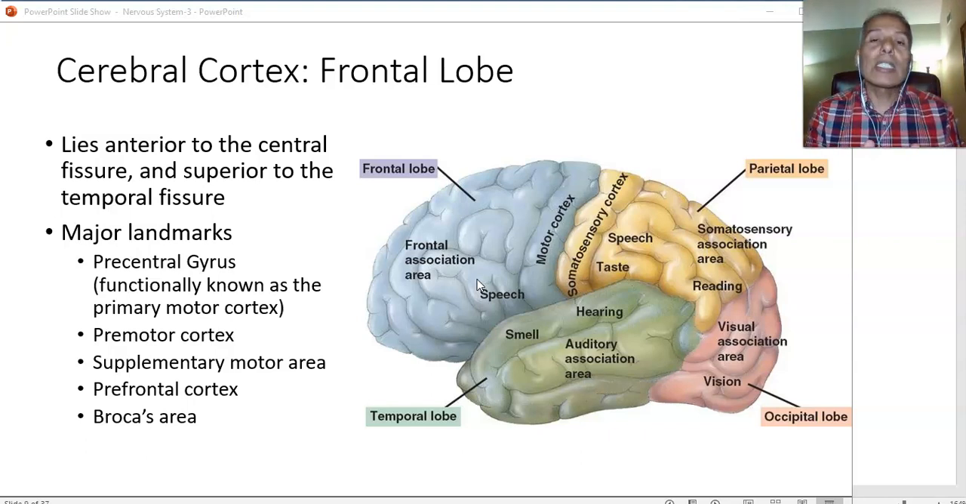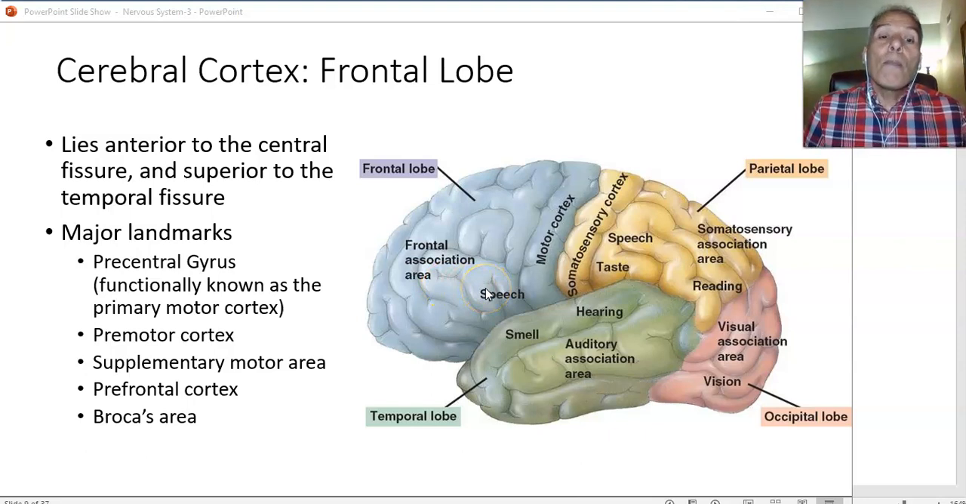Do not make the mistake and say it is in the other hemisphere. Only in the left hemisphere. That area, we call it Broca's area. Even though the right hemisphere has a mirror image of it, we do not call that area in the right hemisphere Broca's area. Only the left side of the brain. So that is Broca's area.